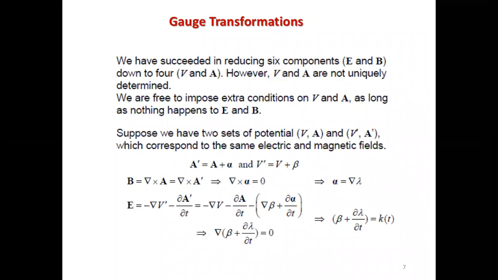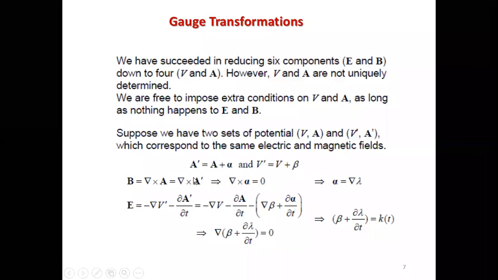If you put here the value of A, A will become A prime minus alpha. So you will get two terms. B equals curl of A, and if you put here the value of A, you will get two terms: curl of A prime minus curl of alpha.